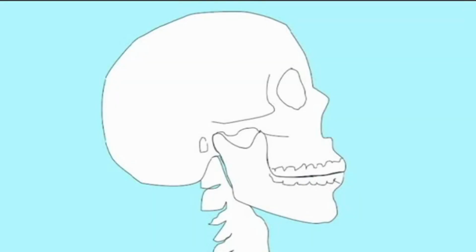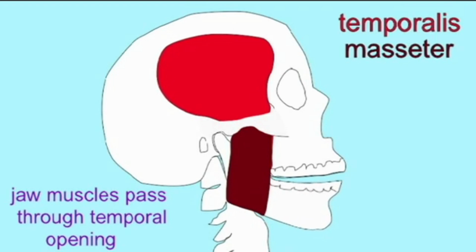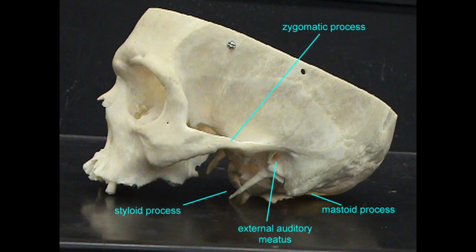This provides room for jaw muscles, which attach to the lower jaw, to then attach to the cranium and thus be longer and allow for a more powerful bite.